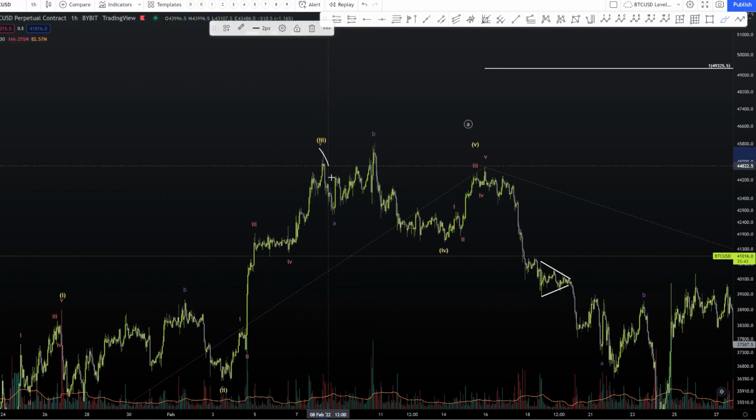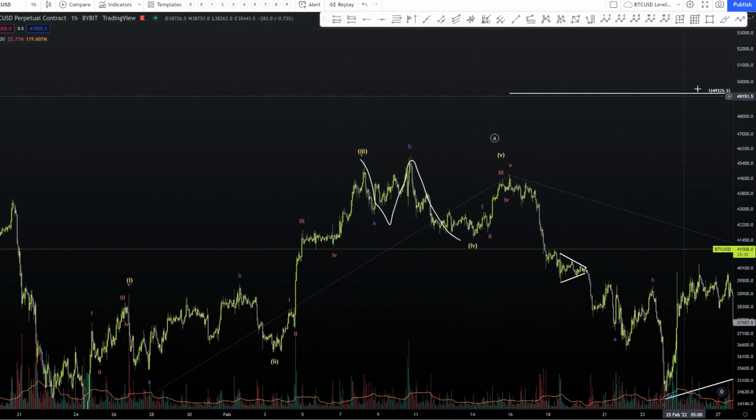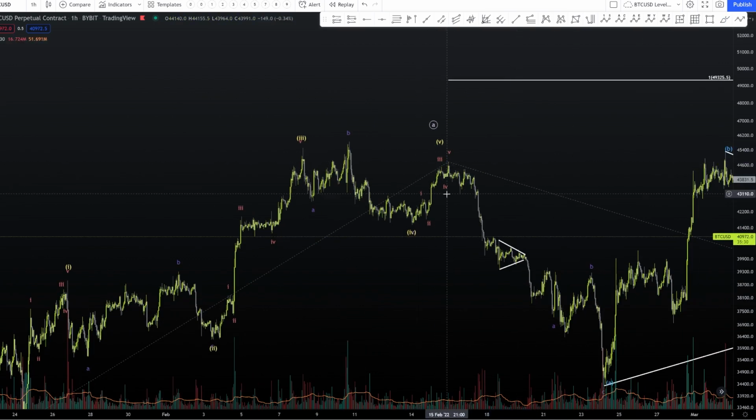Also, this makes a nice ABC for a flat down here, for an expanded flat down here to give us this wave 4. And expanded flats tend to be pretty common in wave 4s, so it makes a lot of sense to say that is a wave 4 there. And this is a truncated wave 5 right here, given the impulsive nature of this move.